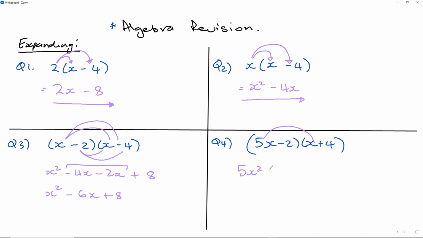5x times x is 5x squared, 5x times 4 is 20x. Then go negative 2 times x is negative 2x, negative 2 times positive 4 is negative 8. Pay attention, this is a negative, because negative times positive is a negative. The middle two terms, if you follow this method, will end up as like terms if you use the FOIL method. But look for like terms if you don't use the FOIL method. That'll be 20 minus 2, which will get you 18x minus 8. And then 5x squared plus 18x minus 8.